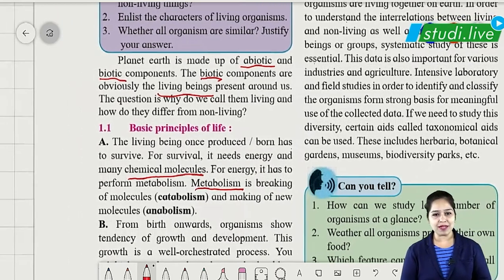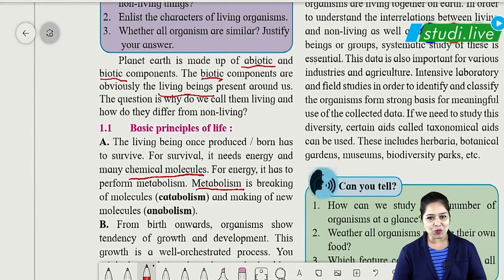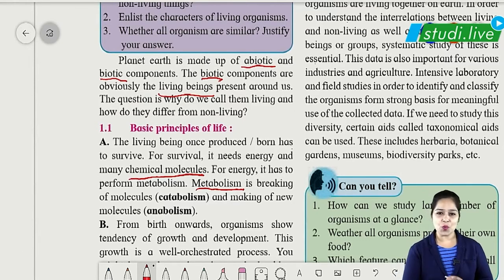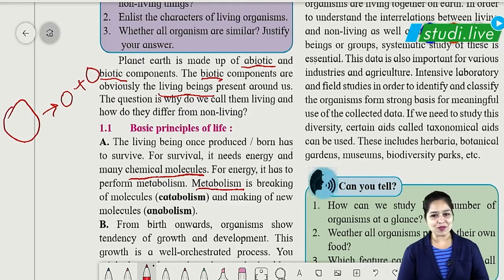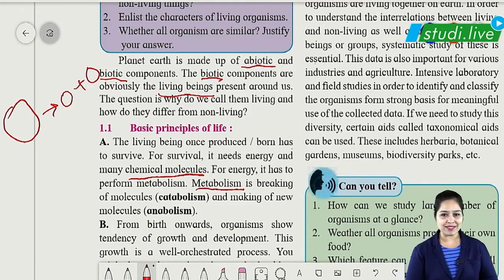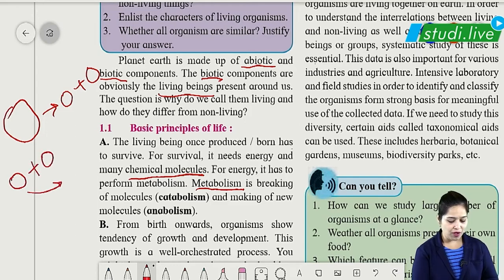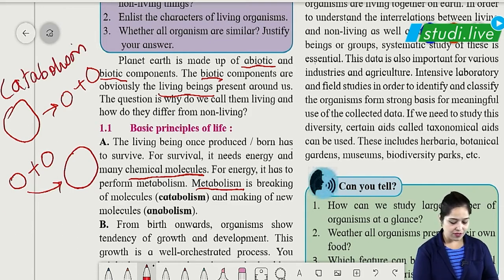Now to understand metabolism, you need to understand two concepts. First is what is catabolism and what is anabolism. What is catabolism? We have one large, complex molecule which is getting broken down into simple substances. That is called catabolism. And anabolism is the joining of simple substances to form a complex substance. So the above one was the catabolic process, or catabolism, and the one below is the anabolic process, or anabolism.